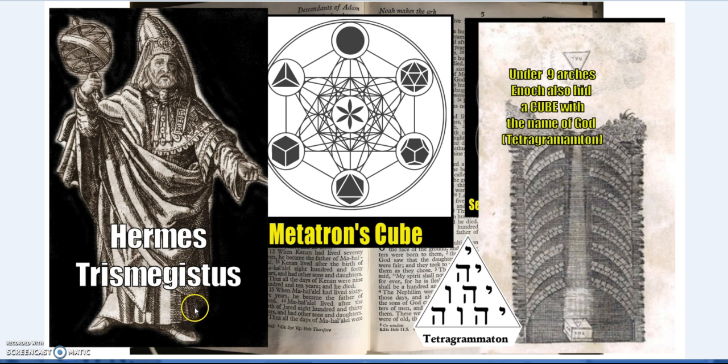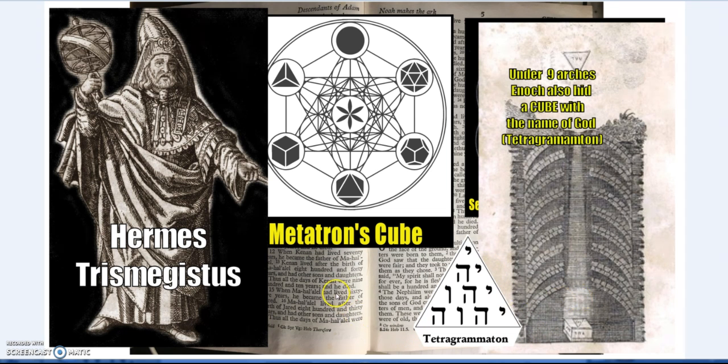And now we look at Hermes Trismegistus and Metatron's cube, as in Enoch. Okay, so as the legend goes, Enoch knew the flood was coming. To preserve the knowledge, he built a subterranean chamber with 9 arches. In there he put a cube with the Tetragrammaton, the name of God, also 2 pillars which preserve mathematical, geometric, astronomical and musical knowledge, as the legend goes.